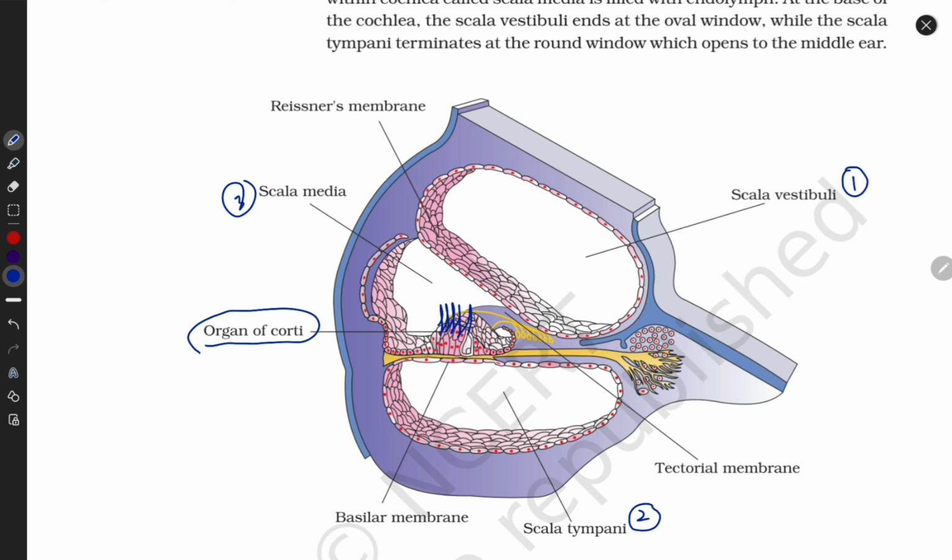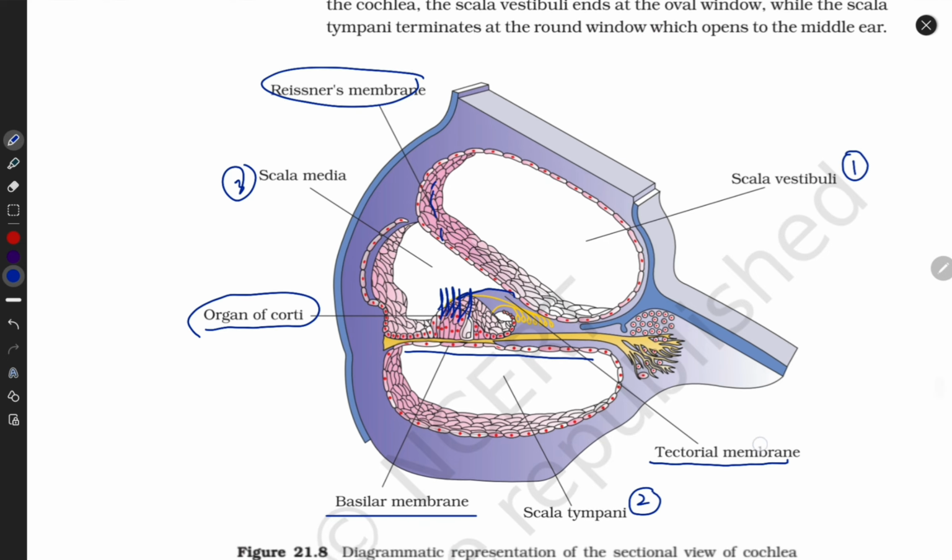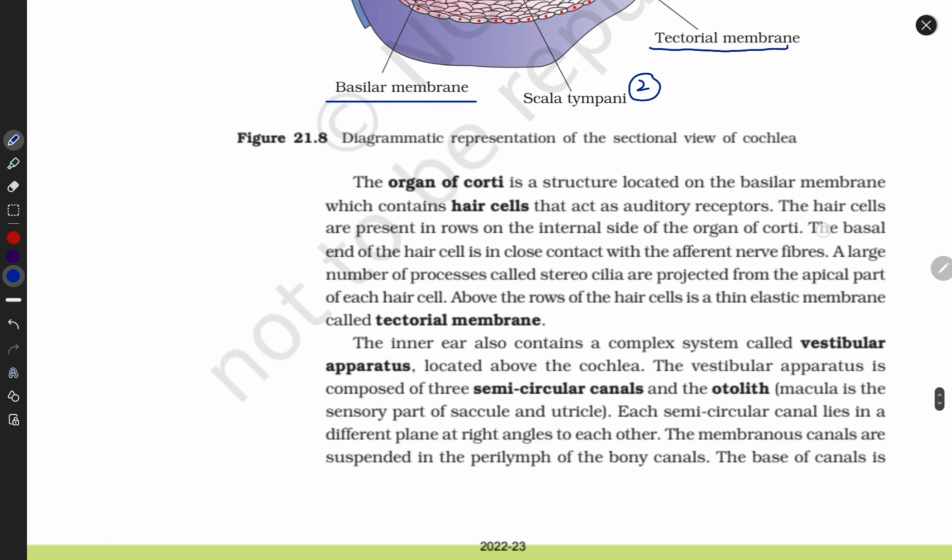When sound is coming, then they move according to air pressure and sound pressure. This membrane is made up of Reissner's membrane, and this base membrane we call the basilar membrane, and we have the tectorial membrane. This whole portion contributes to air balance and sound balance. Alright guys, look at here.